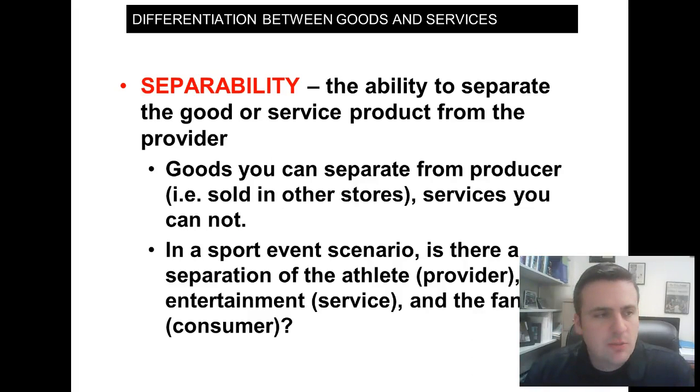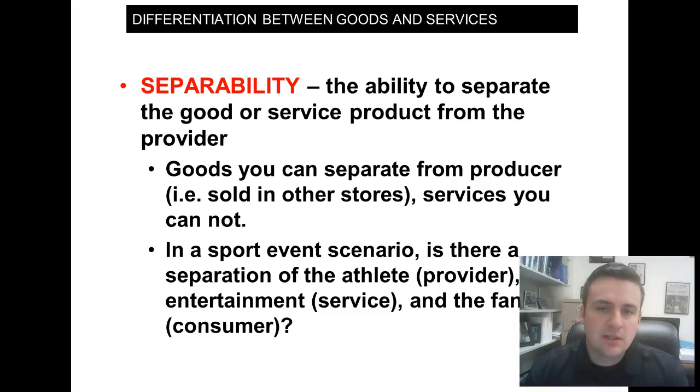The last thing I want to talk about when we're talking about differentiating goods and services is separability. So the ability to separate the producer of the product from the user. So in other words, the ability to separate the good or the service, that product, from the provider. If you can separate the good, or the thing that you're buying, from the producer, then it is a good. So in other words, if you can sell your product in other stores without you being there, then in all likelihood it is a good.